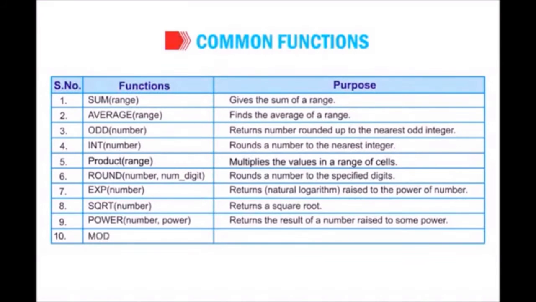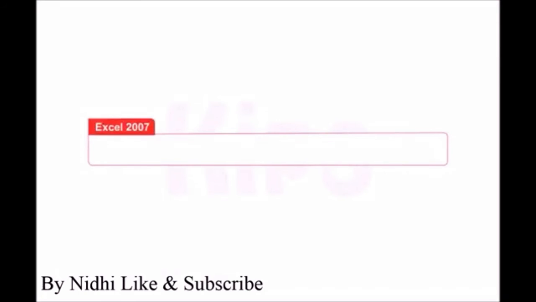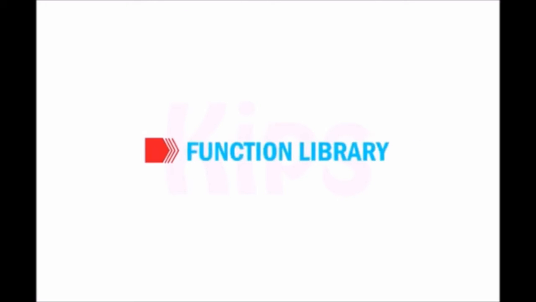Number 10, mod, number, divisor. Purpose: returns the remainder after a number is divided by the divisor. Students, the above mentioned functions are available in Excel 2007 also. Let us learn about the function library.